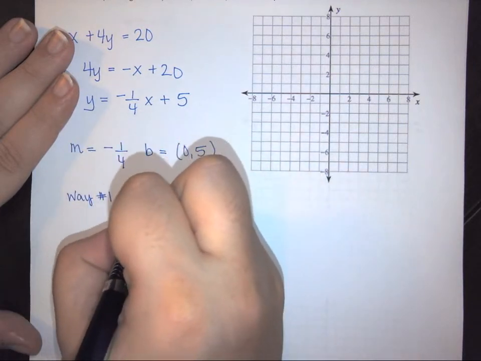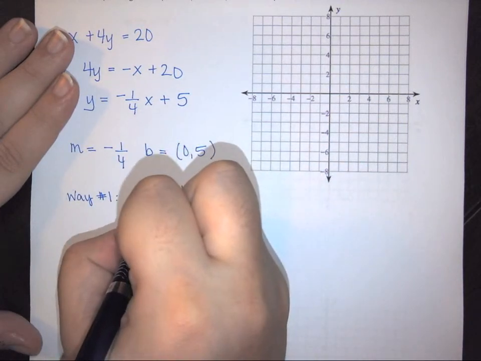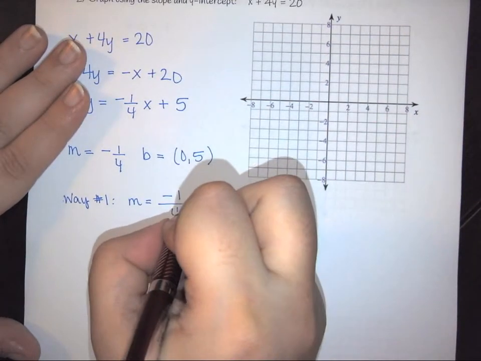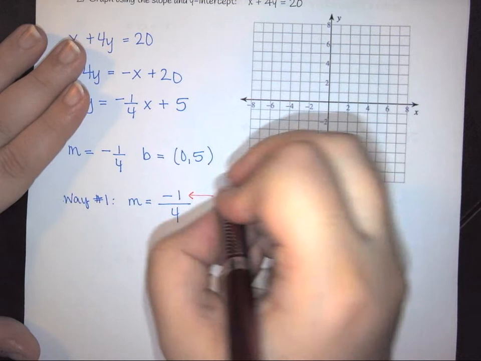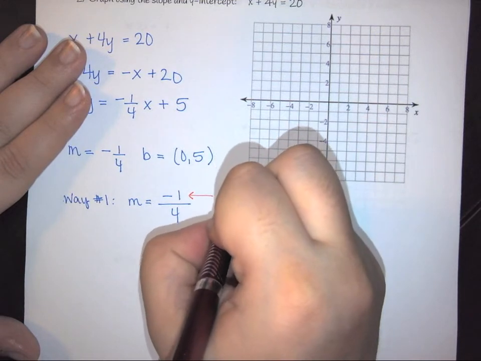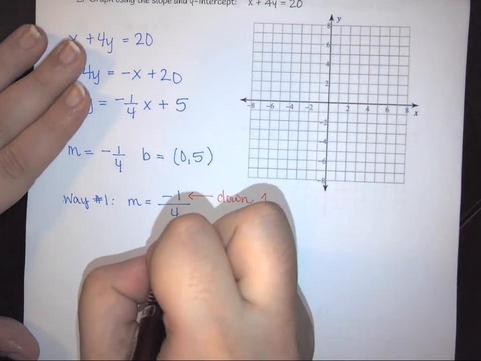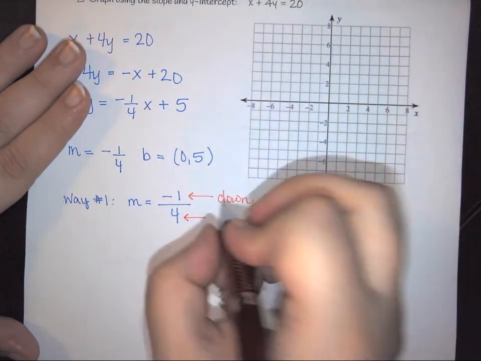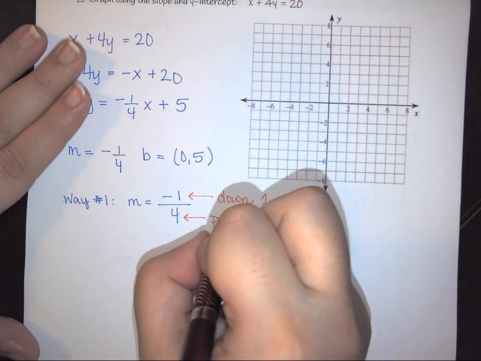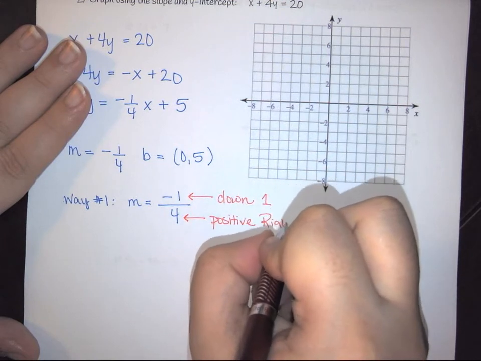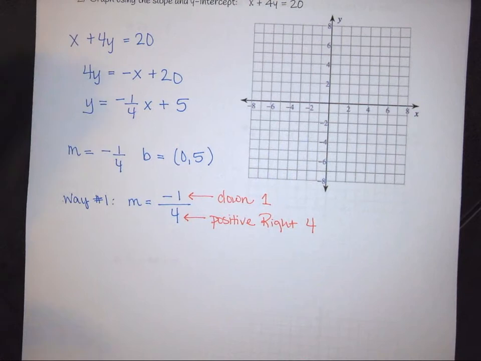So my slope is going to be a negative 1/4. So when we're talking about this numerator here, we would be talking about going down 1, and then we would be going positive, right, 4.